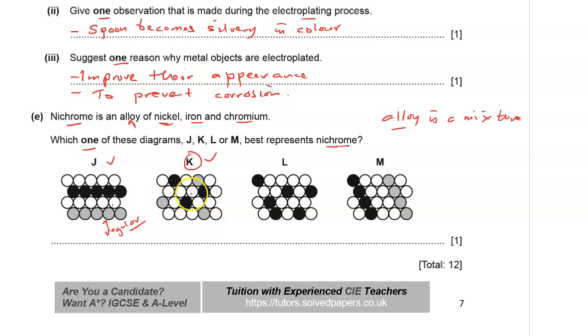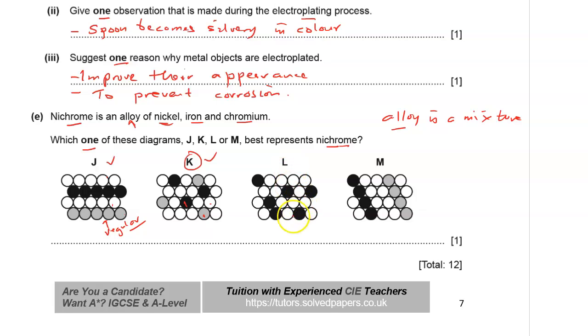The arrangement of it has got three particles: the gray one, the black one, and the white one. Those are three particles representing nickel, iron, and chromium, and they are arranged in a way that is not regular. You can see here all the gray ones are on one line, all the white ones are on one line, the black ones are on one. That is a regular arrangement. That is not possible.